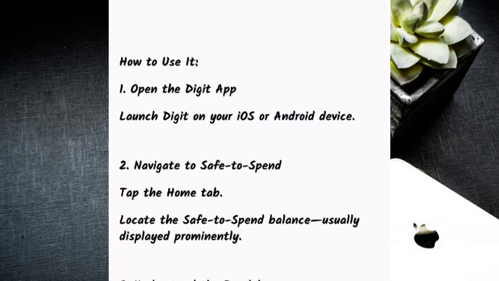So first thing you've got to do is open the Digit app. Launch the Digit app on your iOS or Android device. Once you're in, tap the Home tab. Locate the Save to Spend balance, usually displayed prominently.